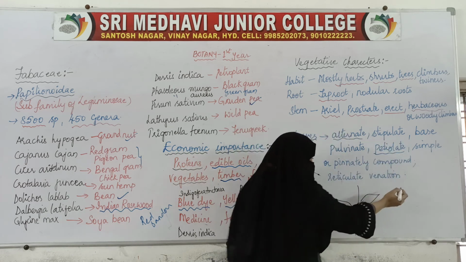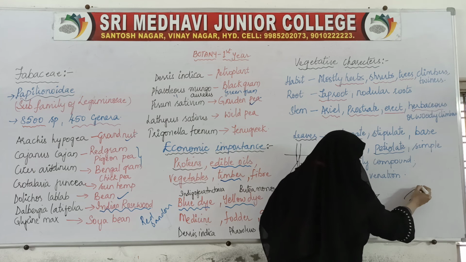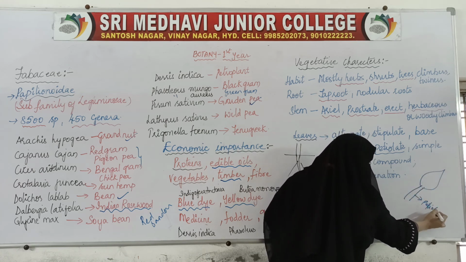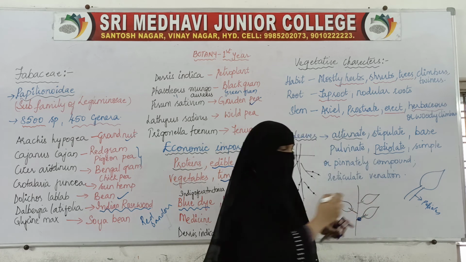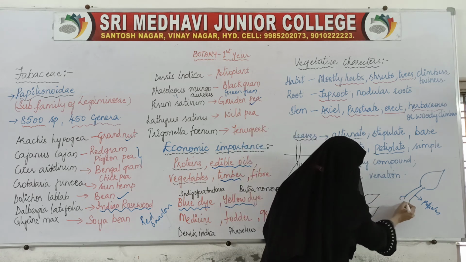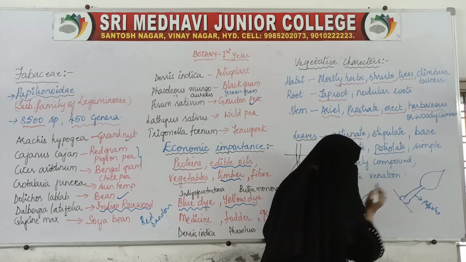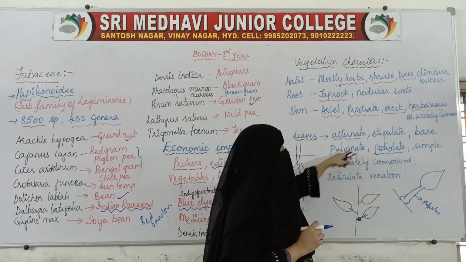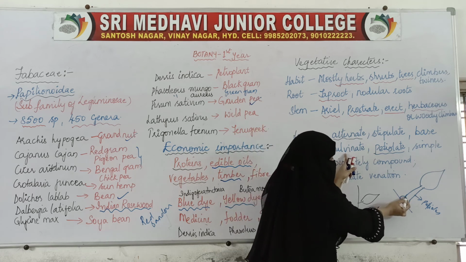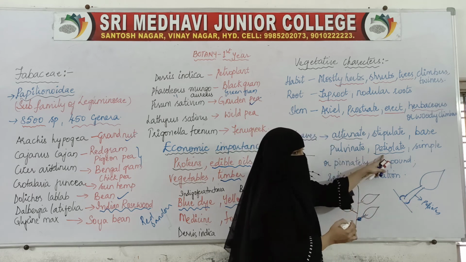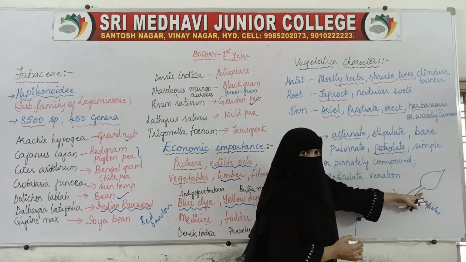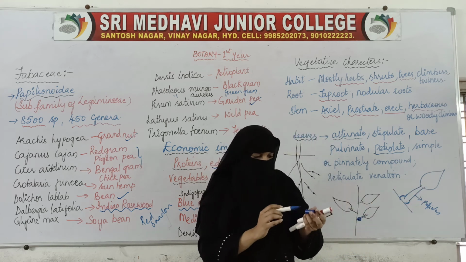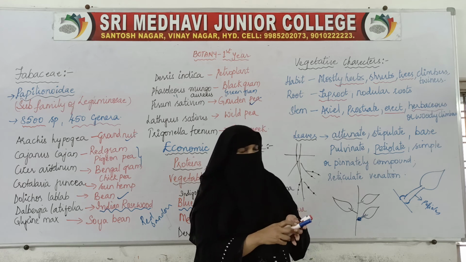So this is the leaf. For example, if this is the leaf, this one is called the petiole. The leaves will have petioles, and the base of the petiole, where it is attached to the stem or the branches, will be swollen. So that is base pulvinate, that is swollen at the base, and petiolate, petioles will be present, and the arrangement of the leaves is alternate.